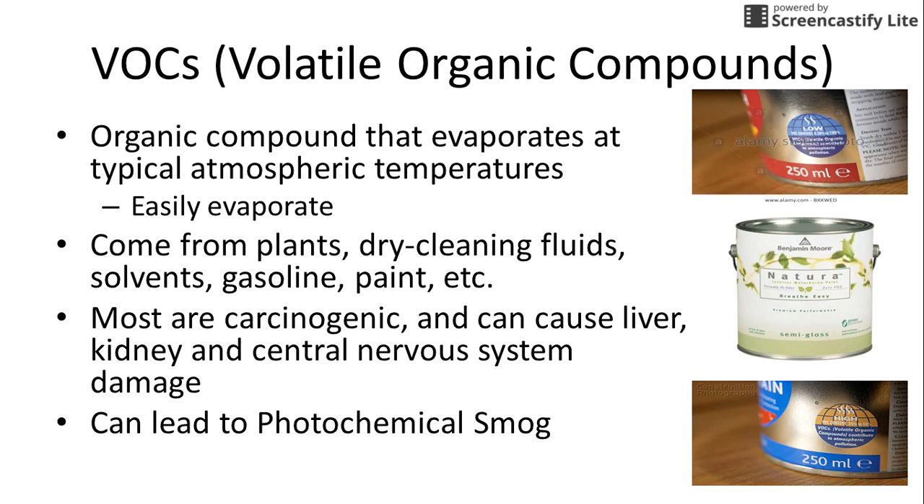Volatile organic compounds, or VOCs, from here on out, are organic compounds that evaporate pretty readily at typical atmospheric temperatures. So they evaporate very, very easily. For example, these are all paint cans, and you can see you have low emissions, high VOCs, and some of them have no VOCs. Obviously if you're painting in your house and you don't want to breathe them in, you want a low VOC paint.